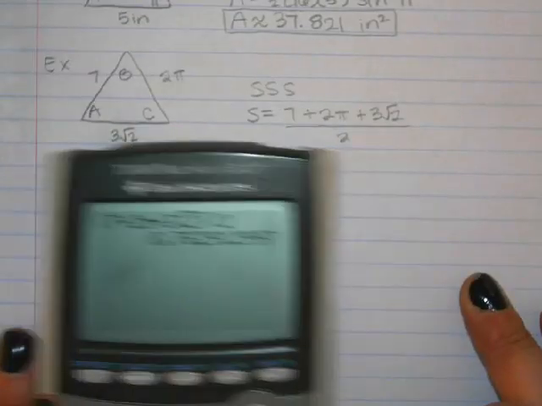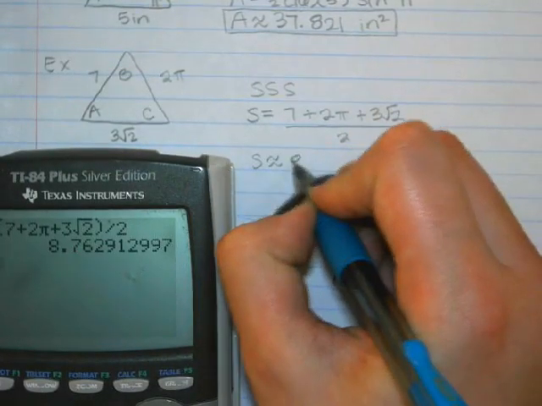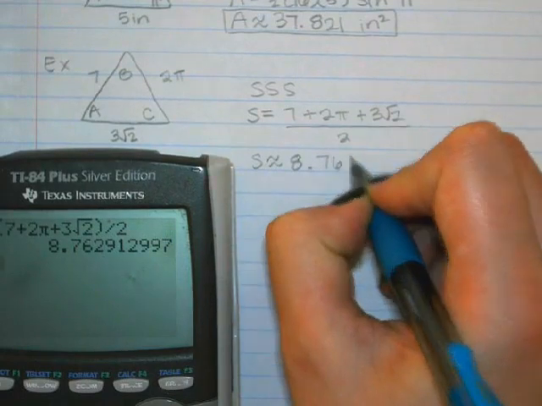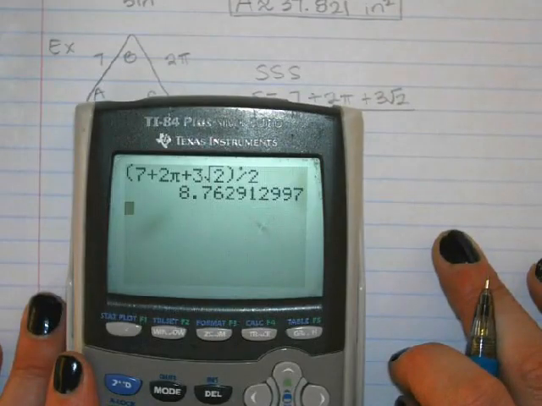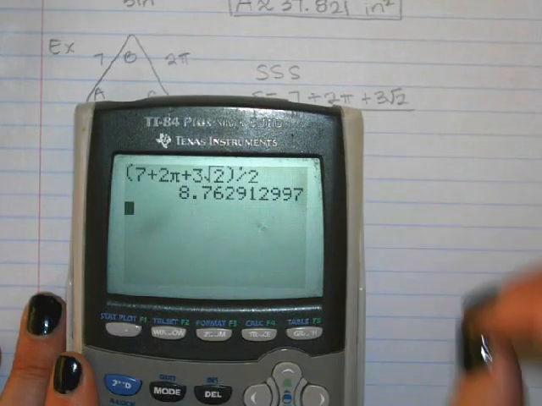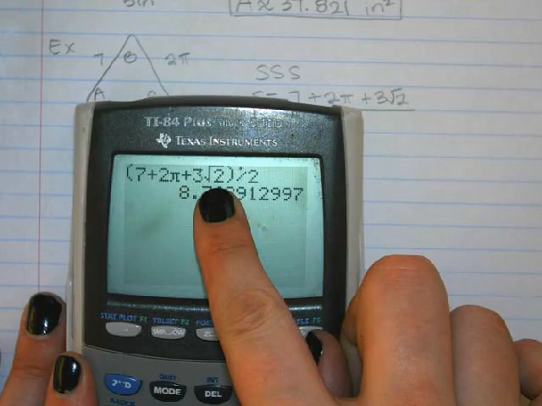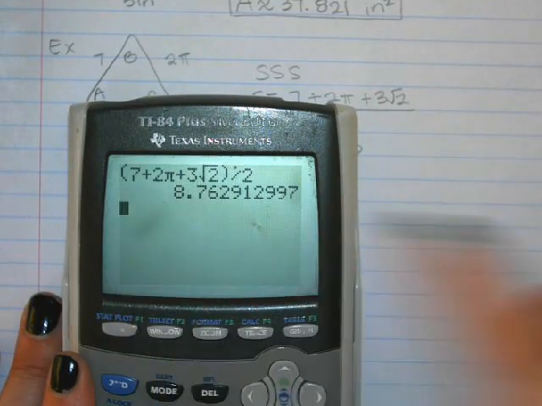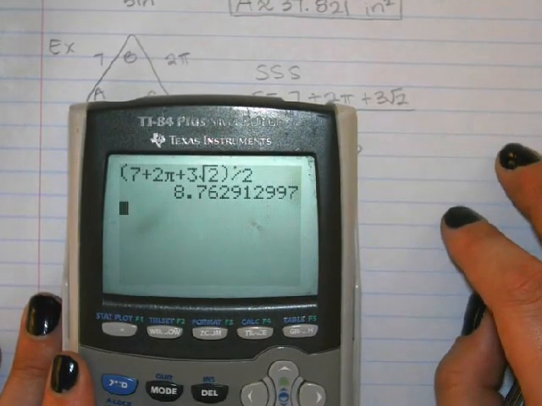So our S value is 8.763. Did you type it in like this? With your parentheses? Yeah. So if you don't put the parentheses, your calculator will only divide the last term by 2, not the first ones. That's why you put parentheses, because you want to add everything together first, then divide by 2. Did everyone get that? Okay.